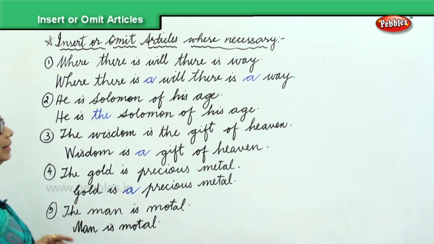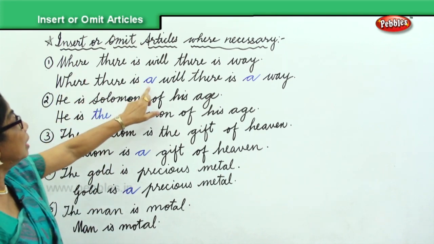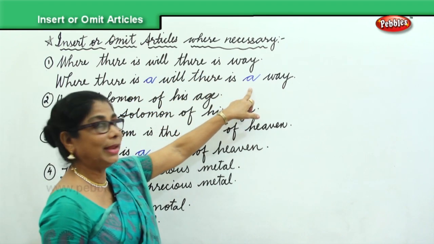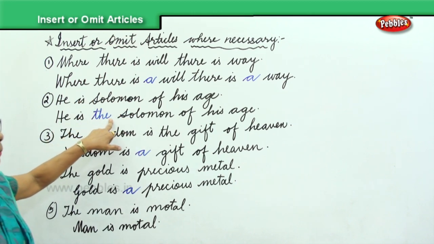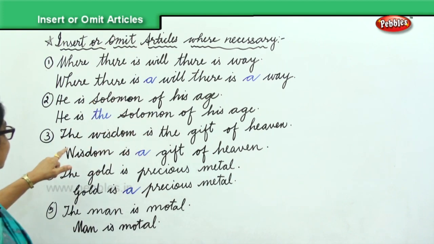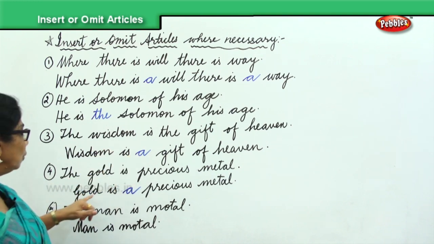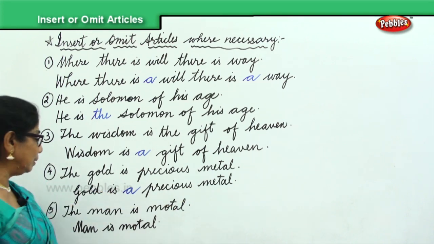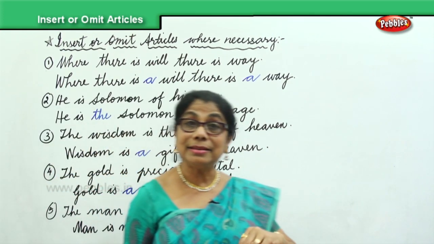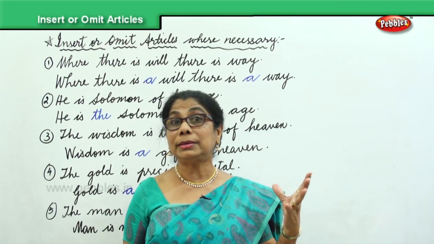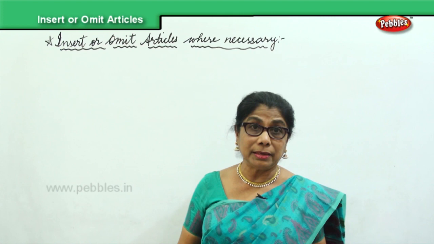So in some places we omitted, some places we inserted articles. First one, where there is a will, there is a way. We insert an article. He is the Solomon, not Solomon, the Solomon of his age. Then we don't say the wisdom, wisdom is a gift of heaven. We don't say the gold, gold is a precious metal. We don't say the man, we say man is mortal. So we have done 5, inserting, omitting. We will do few more for us to understand articles better. Few more sentences where we can insert or omit articles wherever necessary.